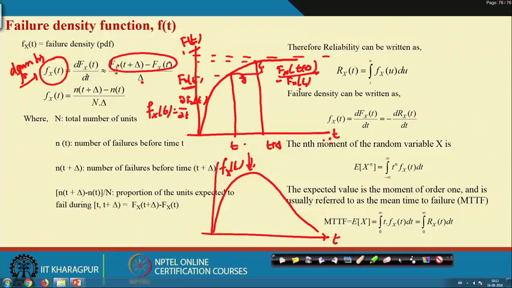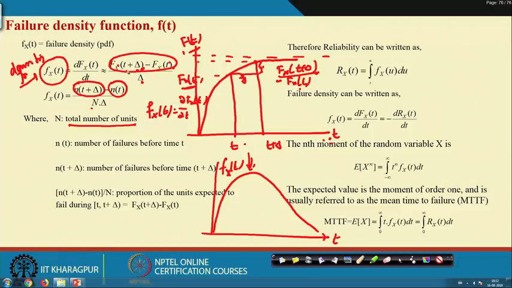And now, F(t plus delta) minus F(t). We have already seen that F(t plus delta) is the proportion failed at t plus delta, I am sorry, not the number surviving, the proportion failed. So, this n divided by N is nothing but F(t plus delta). Similarly, at t it will be n(t), the number failed, divided by capital N. What is capital N? The total number of units put under operation.